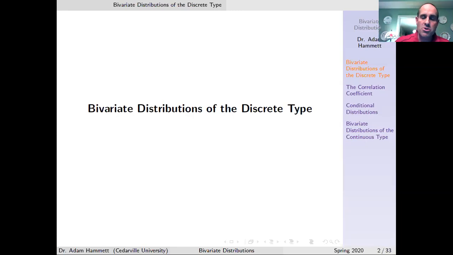So first we're going to talk about discrete bivariate distributions, and we know well the difference between discrete and continuous data at this point. Discrete means listable, and continuous means unlistable. And as you know, in the discrete case, we have lots of things that involve sums, whereas in the continuous case, you have lots of things that involve integrals. The same thing is going to be true here.